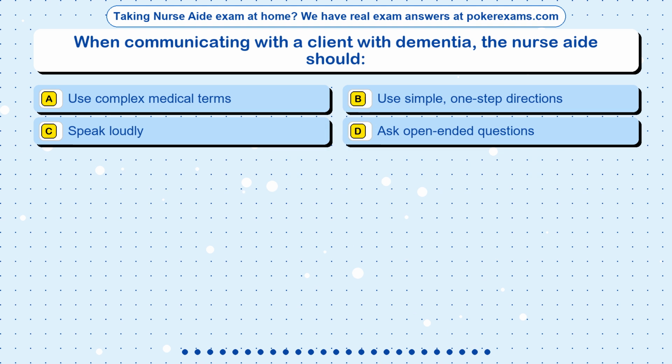Question 12. When communicating with a client with dementia, the nurse aide should: option A, use complex medical terms. Option B, use simple, one-step directions. Option C, speak loudly. Option D, ask open-ended questions.